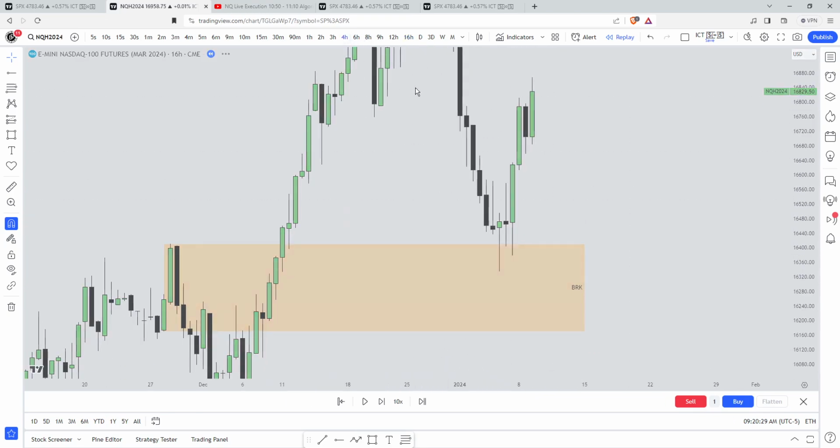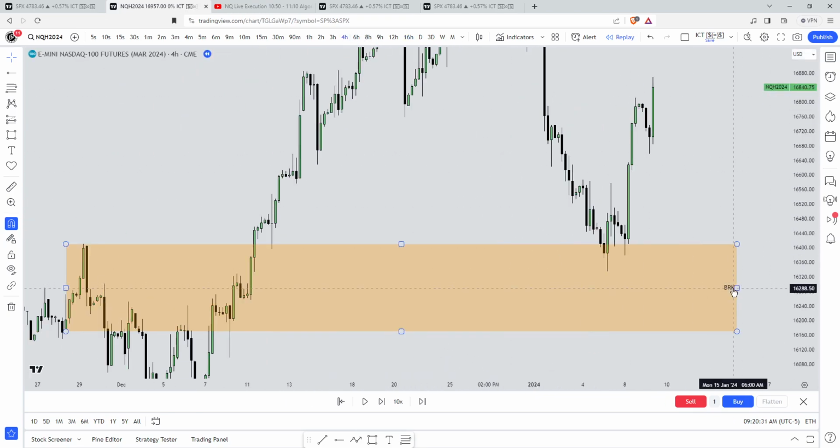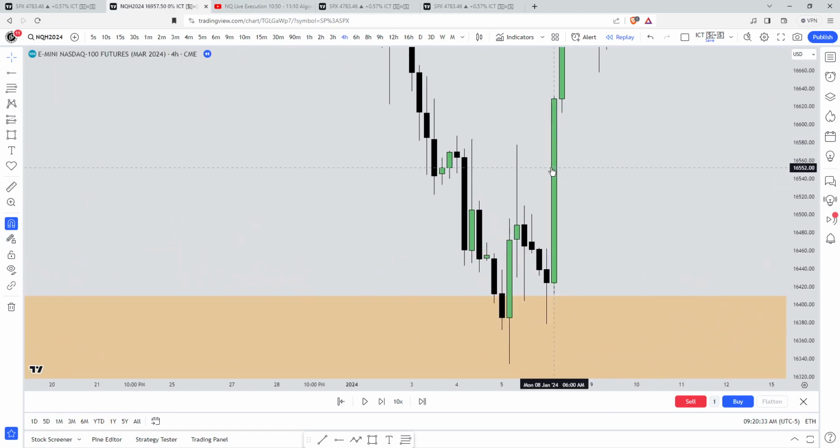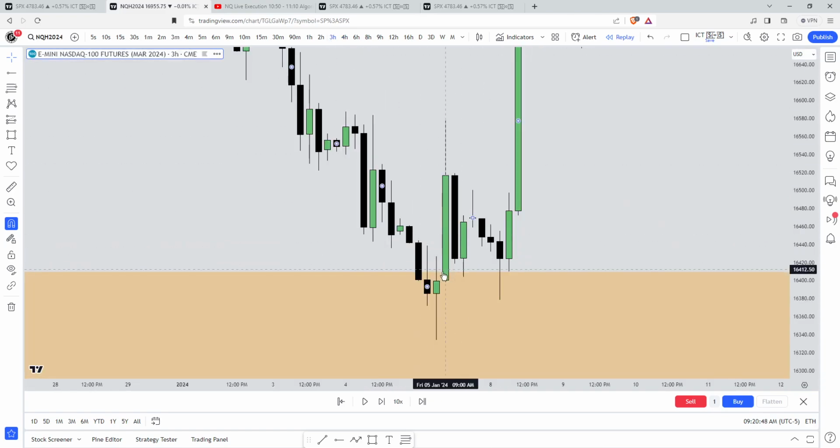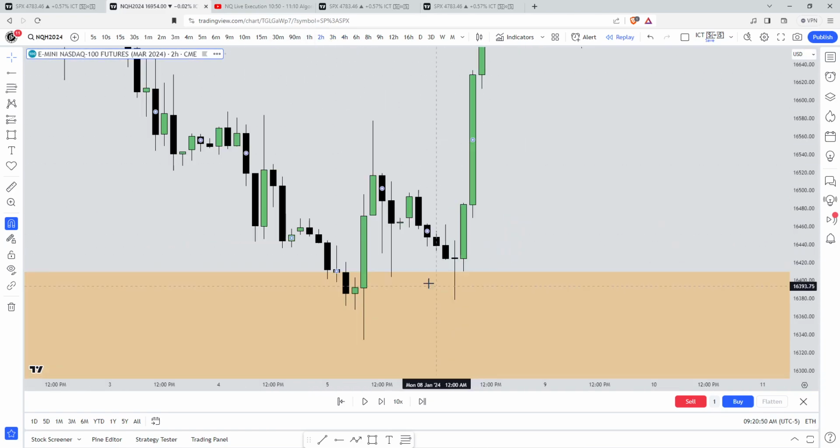We can go down into a lower time frame now. So this was a 16-hour breaker. If we go onto a 4-hour chart, I don't see any change in the state of delivery here with the fair value gap. So typically I'll go into a lower time frame. See how there's no fair value gap right there? Well, then I'll go into a 3-hour. No fair value gap there. 2-hour, and then it's there on the 2-hour.